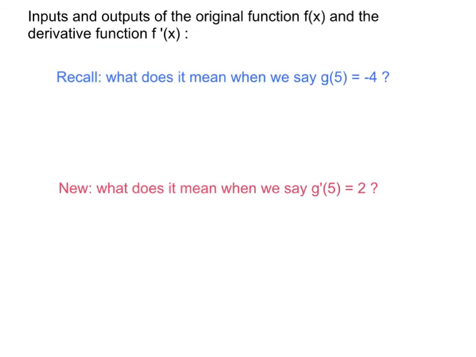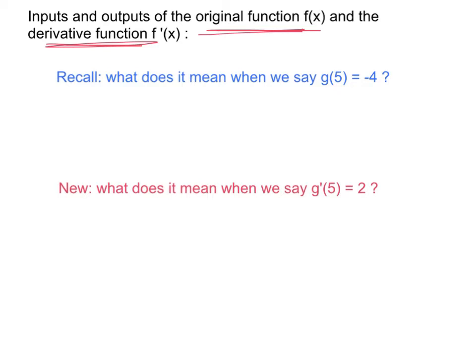Now, in this part of the video, I want to talk about what the inputs and outputs mean in both the original function and the backup helper derivative function thing. Right? So the first question is a recall question. In fact, these are both kind of recall questions now that I think about it. What does it mean when we say that g of 5 equals -4? And you could think about that either in terms of input and output or in terms of the graph.